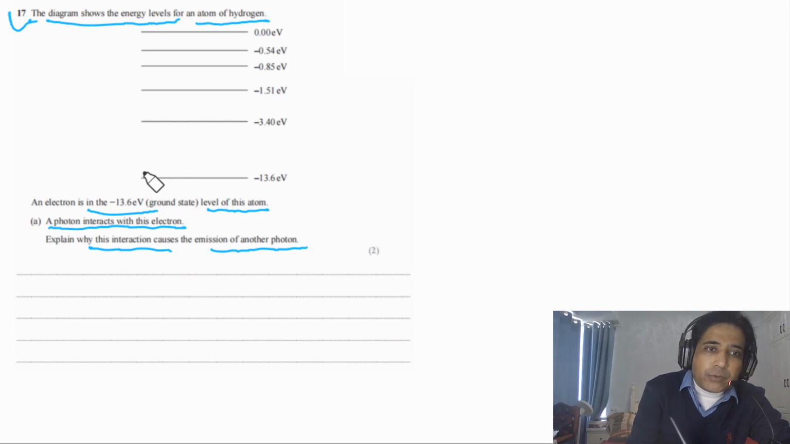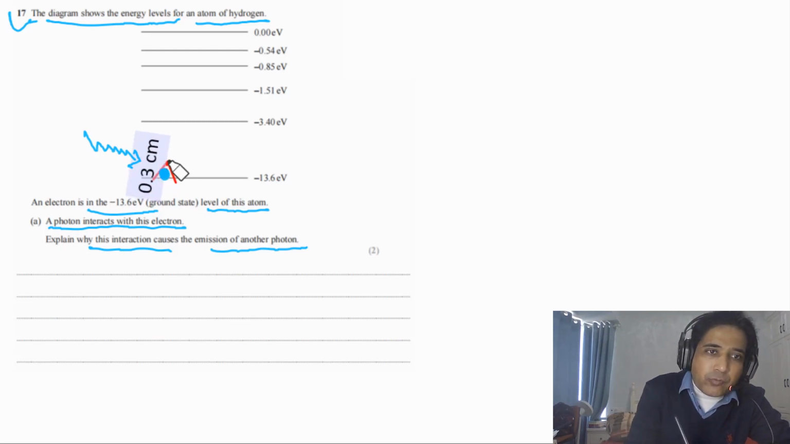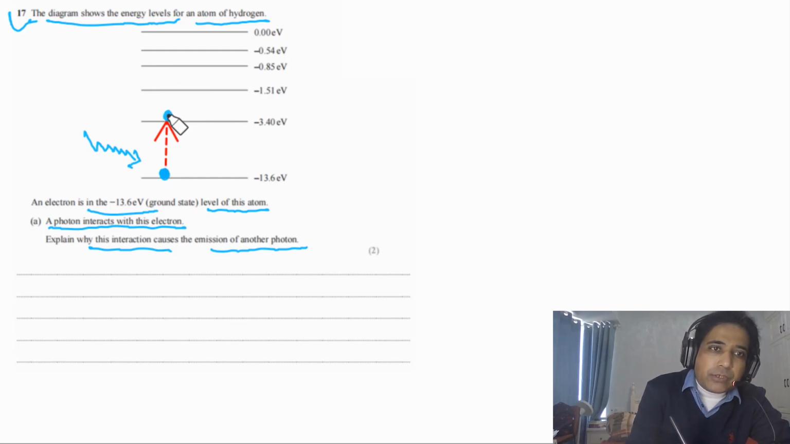So first of all, let's try to understand what the question is telling us. It is given to us that the electron is at this energy level. So this one is our electron. A photon of light is coming and this photon is absorbed by this electron. As this electron absorbs the photon, it jumps to another higher energy level. Now this electron is in an excited state.